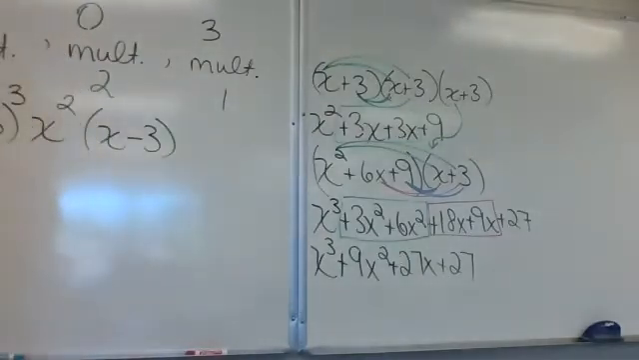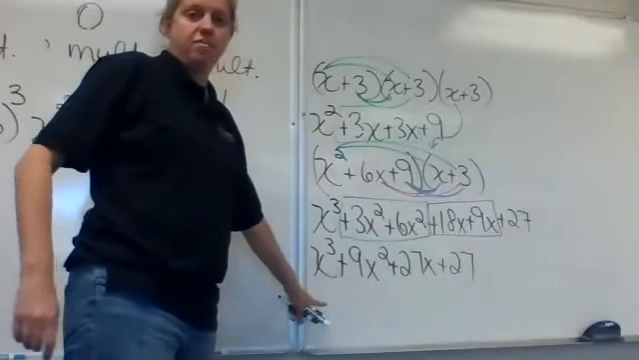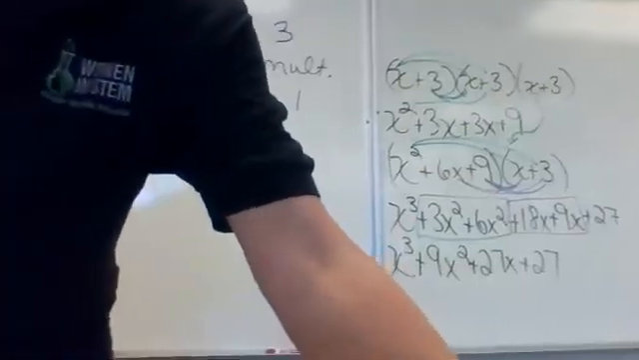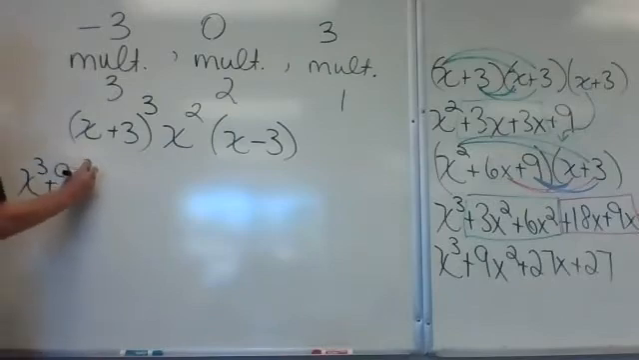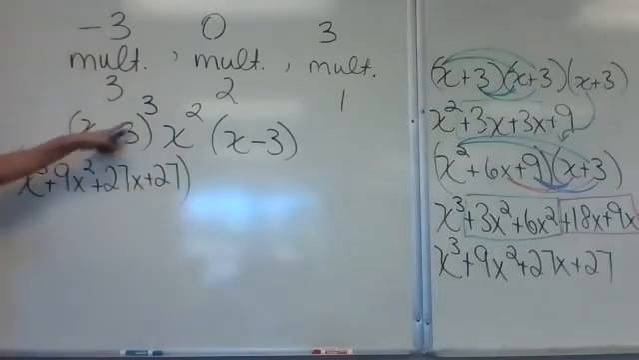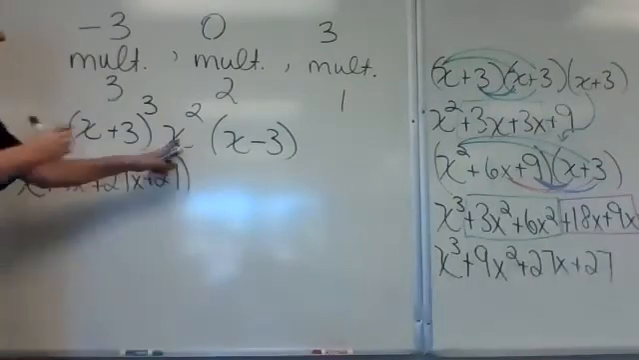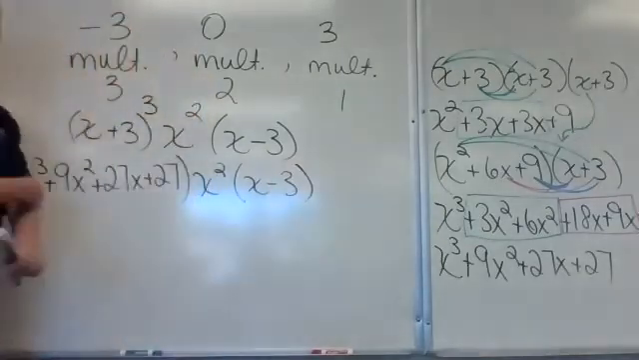Okay, this is only part of it, right? So let's see what I have left here. That came from the x plus 3 cubed. So I'm going to put all that right here. So x to the third plus 9x squared plus 27x plus 27. Woo, that came from just this part right here. I'm just going to drop down the other two. I've still got an x squared and an x minus 3.